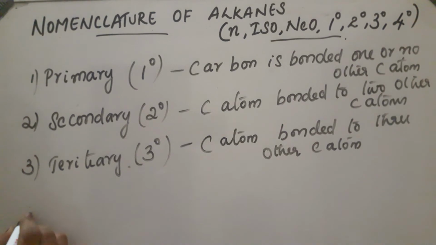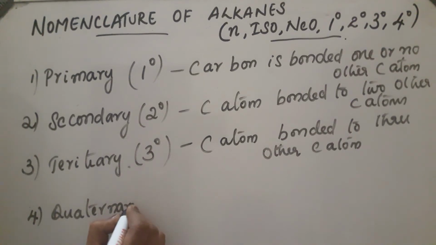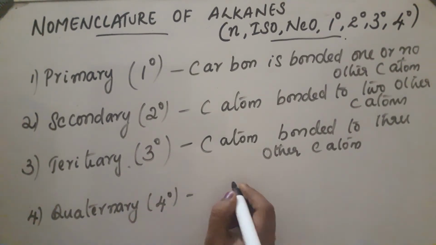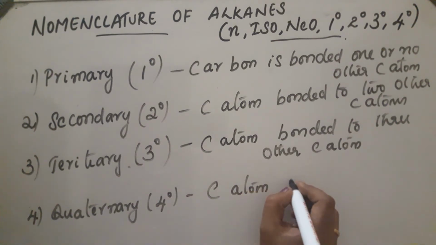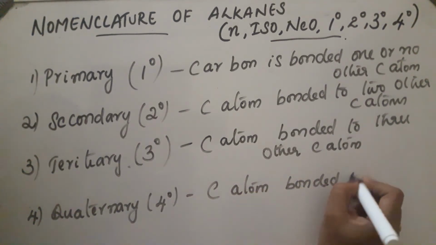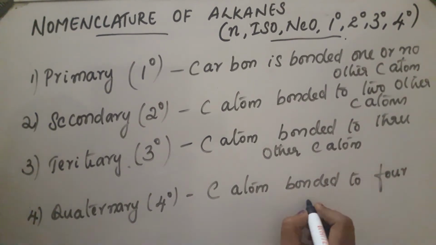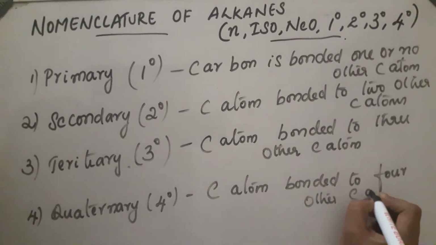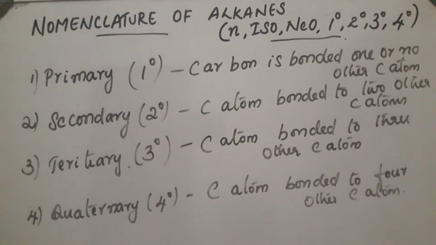And the fourth one is quaternary, and denoted like this. If the carbon atom is bonded to 4 other carbon atoms. Okay, these are the 4 cases. In the IUPAC naming we use it like this. Primary means carbon is bonded to one carbon atom or no carbon atom, secondary bonded to 2 other carbon atoms, tertiary bonded to 3 other carbon atoms, and quaternary to 4 other carbon atoms.